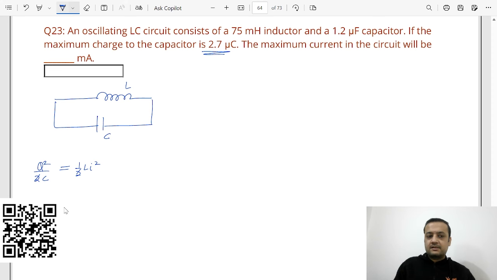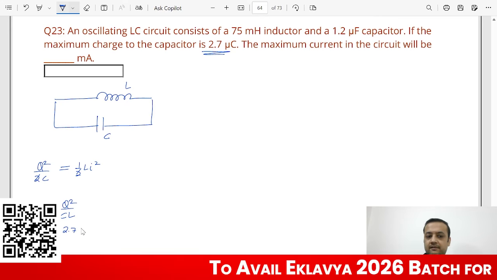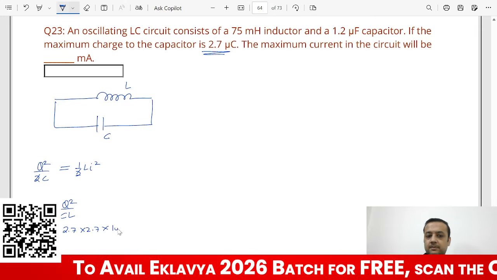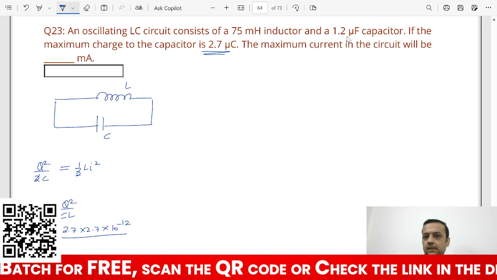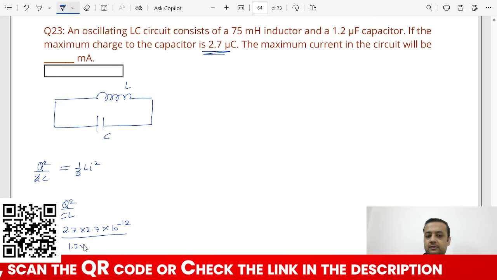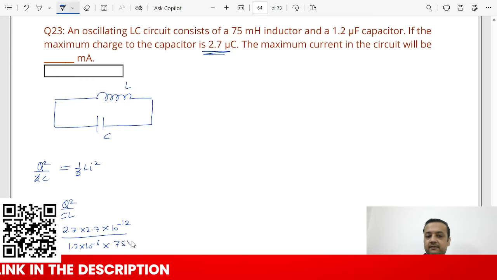So I square is nothing but q square by cl. Okay, now what is the value of q? Q is 2.7 microcoulombs. That means 2.7 into 2.7 into 10 to the power minus 12 it will become. And c is 1.2 microfarad, so that will be 10 to the power minus 6. And 75 millihenry, so 75 into 10 to the power minus 3. Now we can do the calculations.